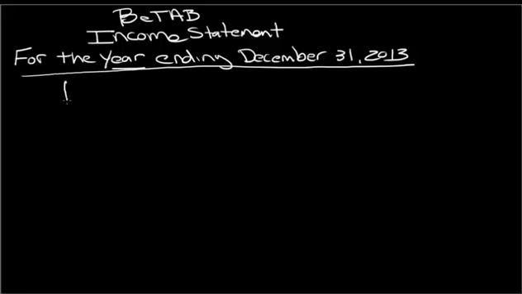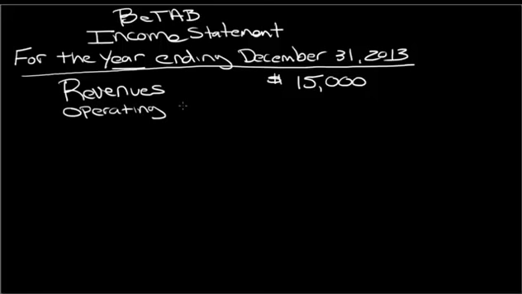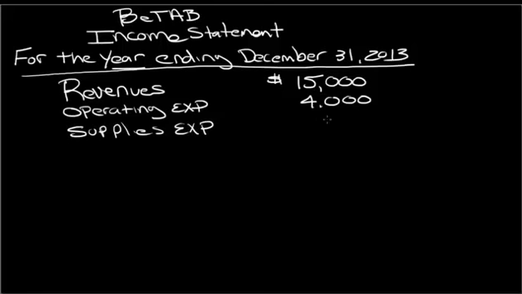All right, so the top line in the income statement is the revenues. And because it's the top line item, it is going to have a dollar sign on it. We're then going to have our operating expenses. And those are $4,000. Our supplies expense of $420. And let me go ahead and put brackets around these to indicate that they're negative.